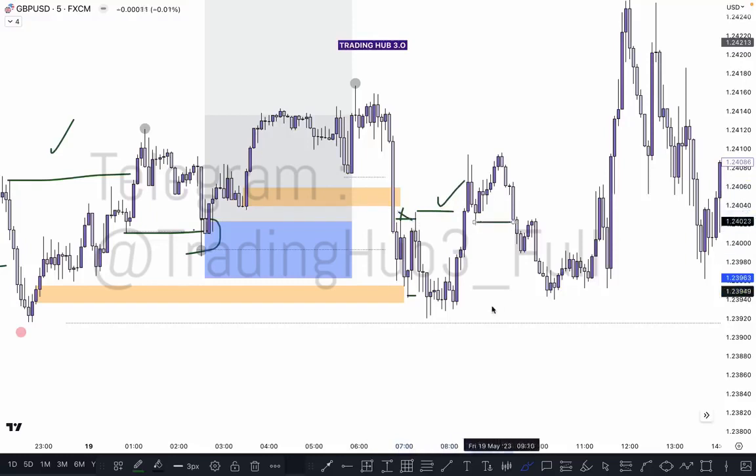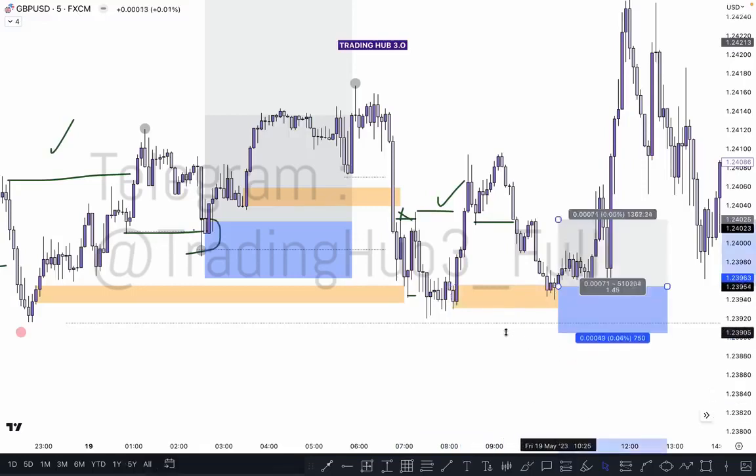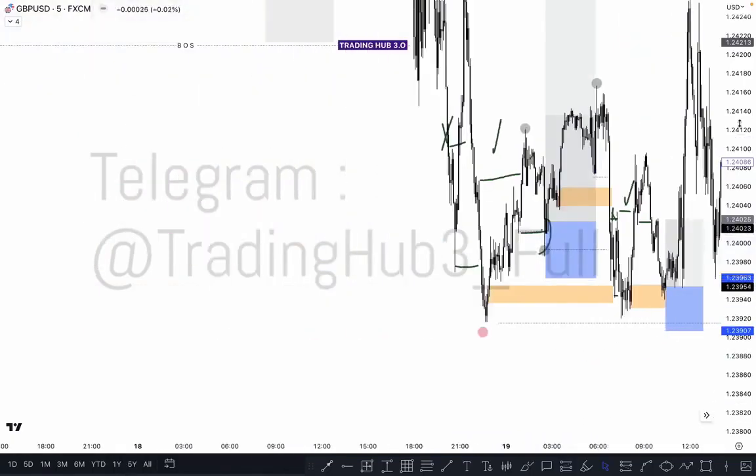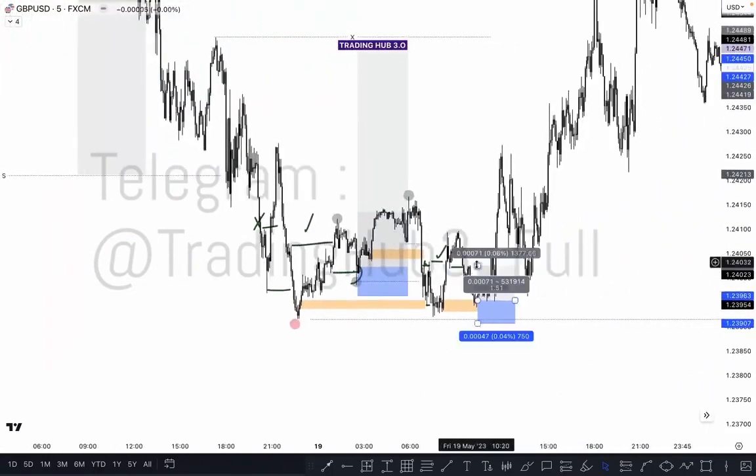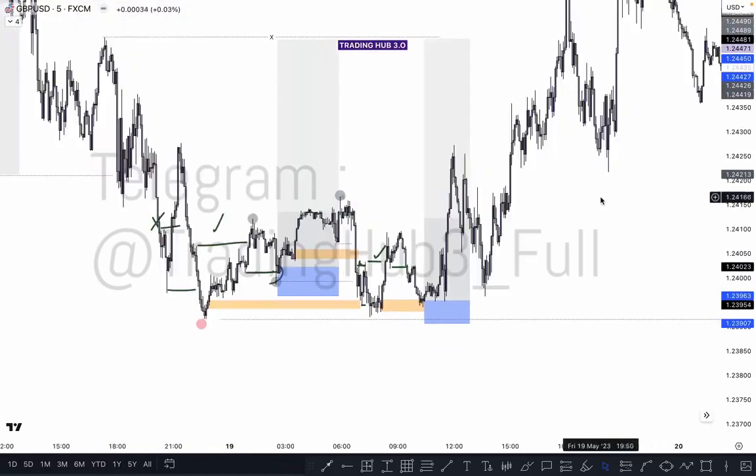Same thing happening here. Taken out the inducement and mitigate your unmitigated order block here, and you can again buy here. When you understand these things, then you can trade anywhere, in a bullish market, bearish market, everywhere. Similar thing happening here. Look at this very carefully.